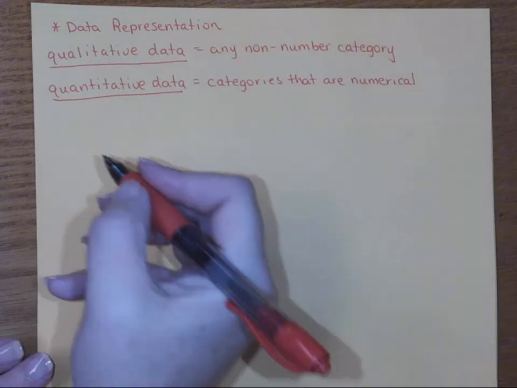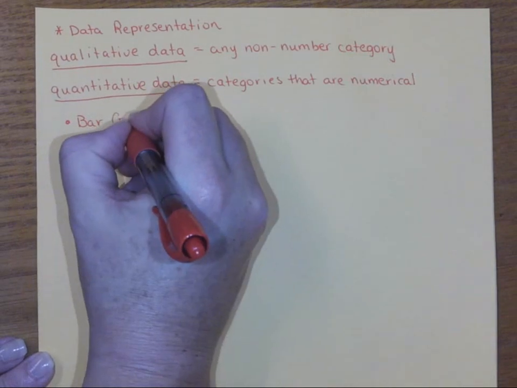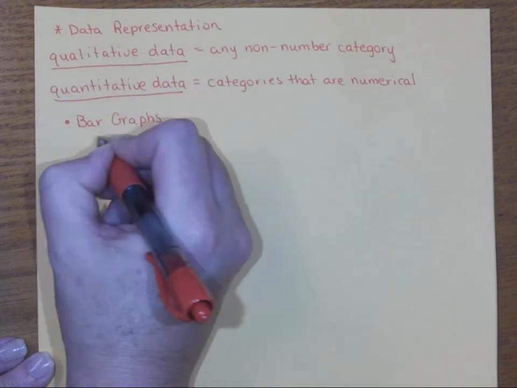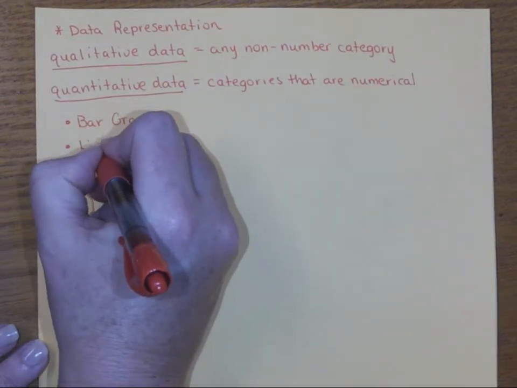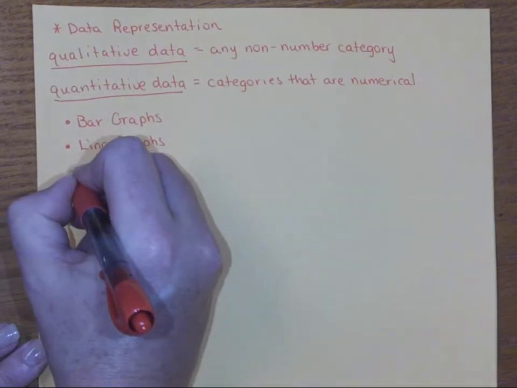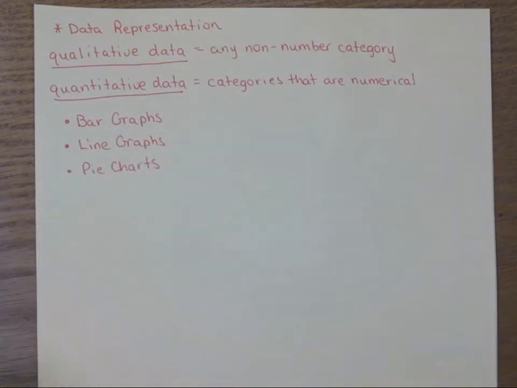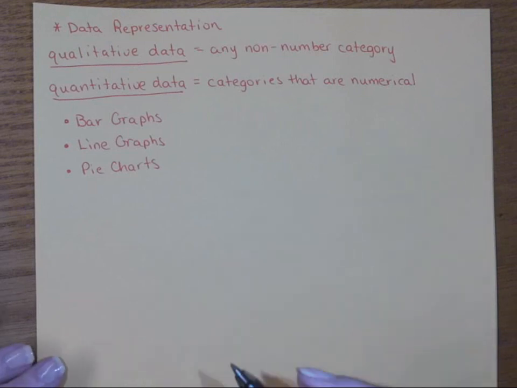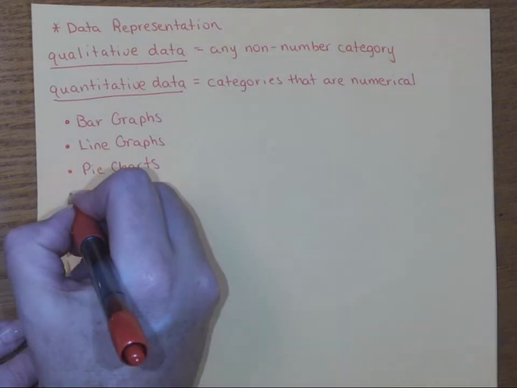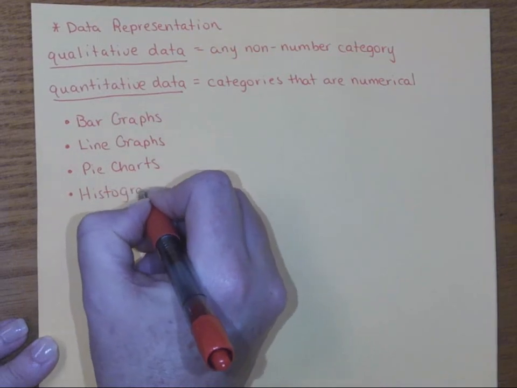Okay, so we're going to look at some different ways that we can show data that we gather, and have our students begin to learn how to show the data as well. And probably the most basic formats are these three right here: bar graphs, line graphs, and pie charts. There are also some maybe less known ones, but I want you to know these as well.